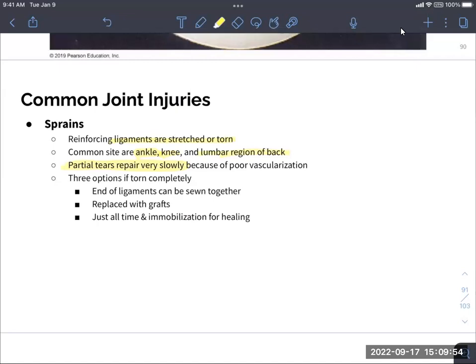So depending on what happens, how severe the tear is, they can actually sew the ligaments back together. They can graft, which means take ligaments from other parts of the body and put it in there. And just allow for time and immobilization. That one's the hardest, especially when it stops hurting. On an athlete specifically, that one's the hardest, to tell them to stop and stay stopping.